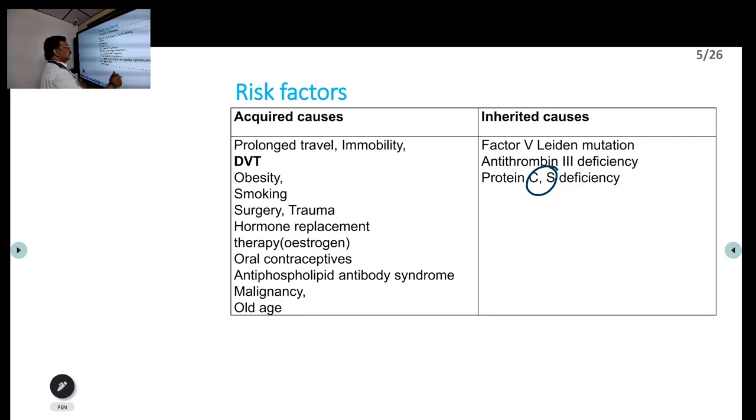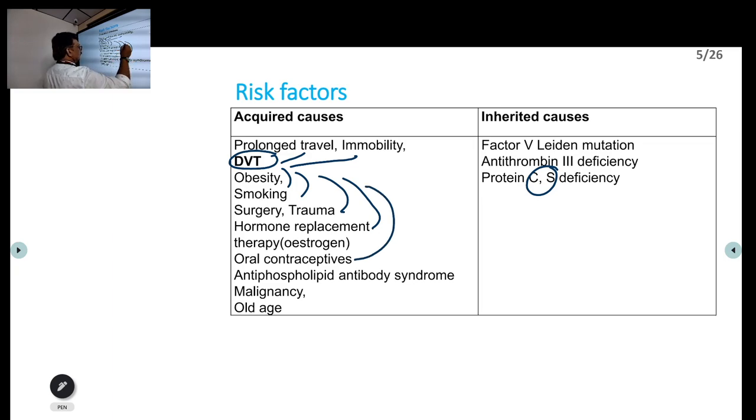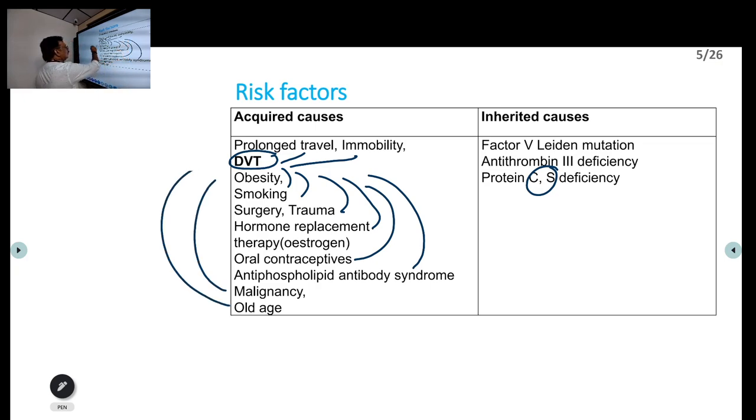Now among the risk factors for pulmonary embolism, one of the most important is DVT. From DVT the patient develops pulmonary embolism, but all other conditions, prolonged travel, immobility, obesity, smoking, surgery, trauma, hormone replacement therapy or oral contraceptive pills, antiphospholipid antibody syndrome, malignancy, old age, all these things ultimately produce deep vein thrombosis. Then that deep vein thrombosis produces pulmonary embolism.